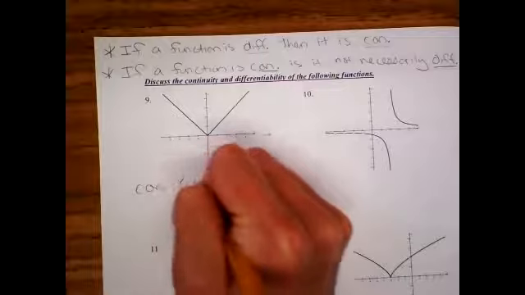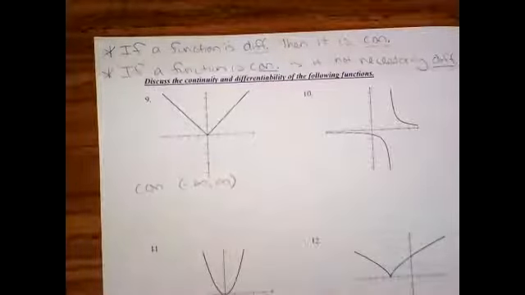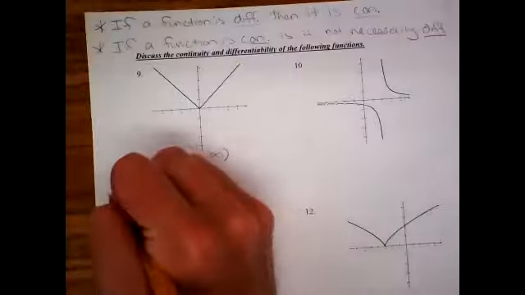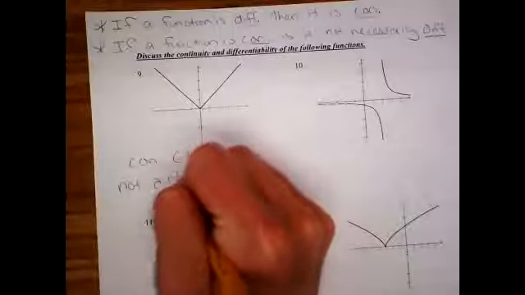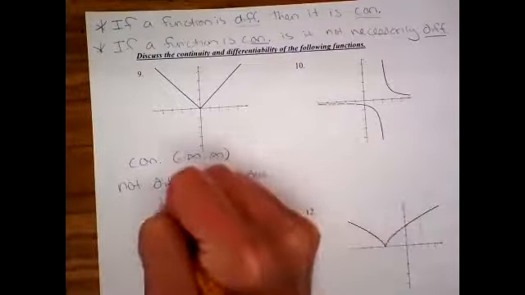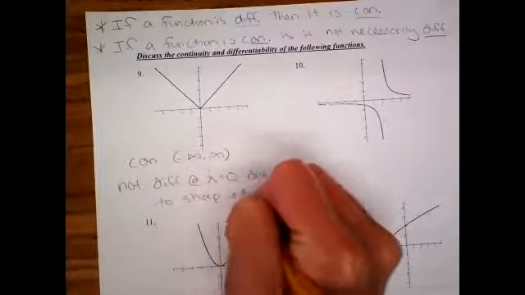Number 9, is the function continuous or not? What do you think? Yeah, it's continuous, so continuous for all real numbers. Is it differentiable all the time? No. So where is it not differentiable? At 0, yeah, good. Not differentiable at x equals 0 due to sharp edge.